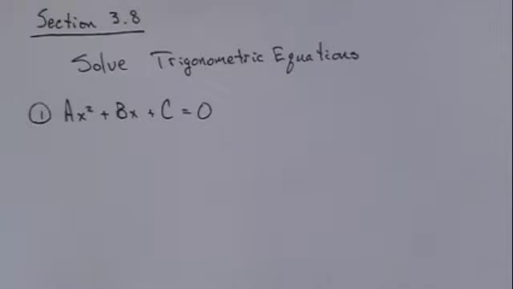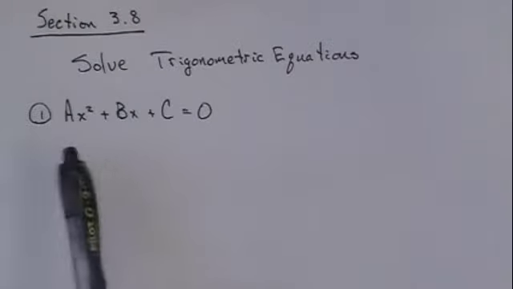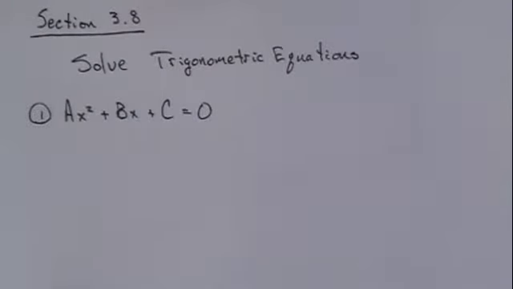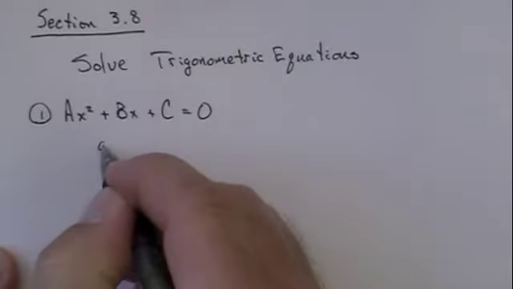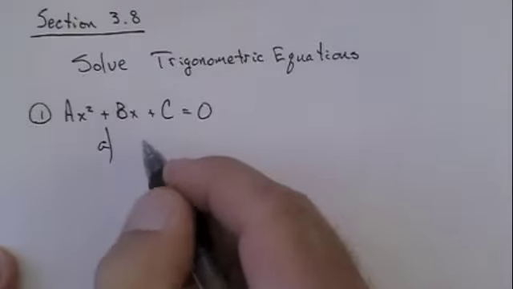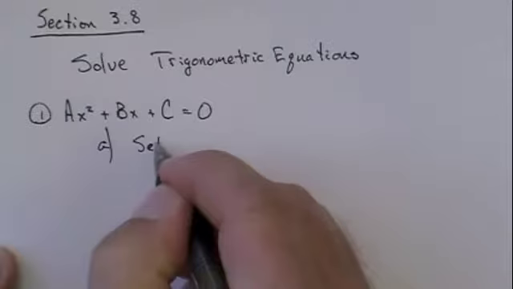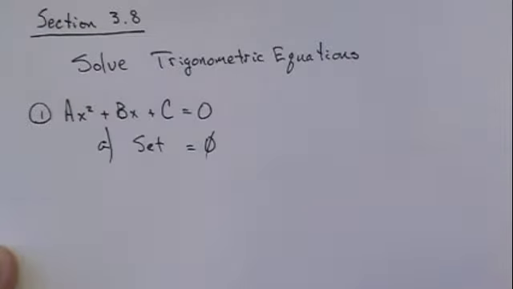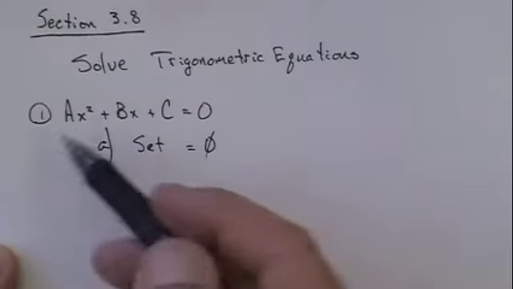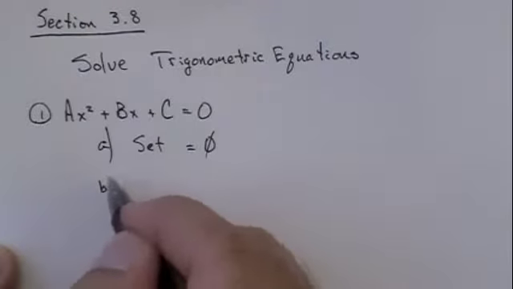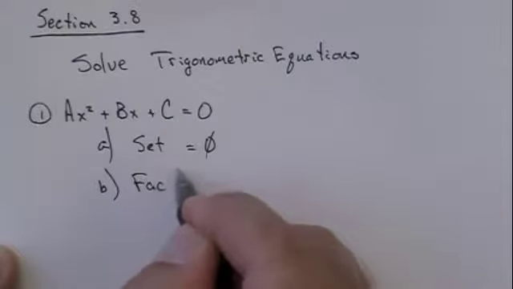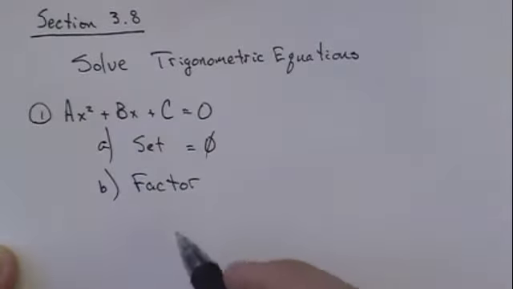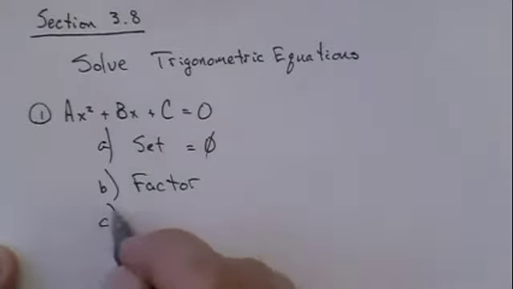In section 3.8 we're solving trigonometric equations. First thing we're going to look at is if we have this in some sort of a quadratic equation, we're solving from there. Remember, first step here would be to have this set equal to 0. We want to make sure that we have it set equal to 0 so that then we can factor our quadratic. And then once we factor, now we're solving for each quantity.